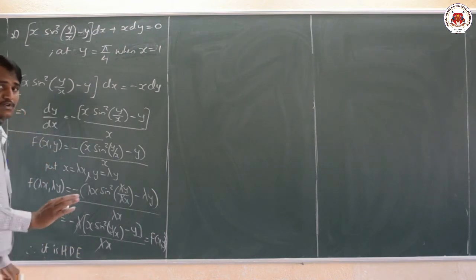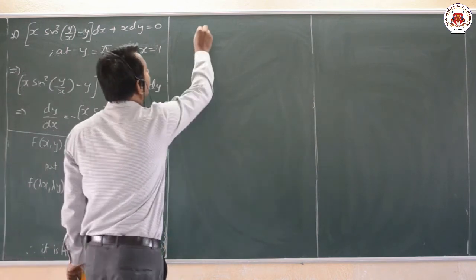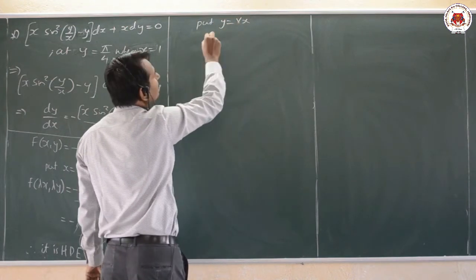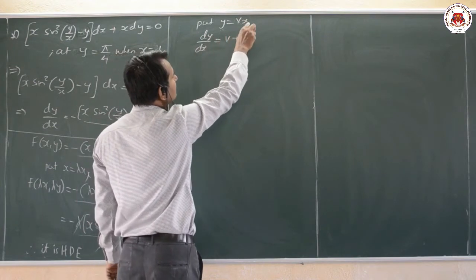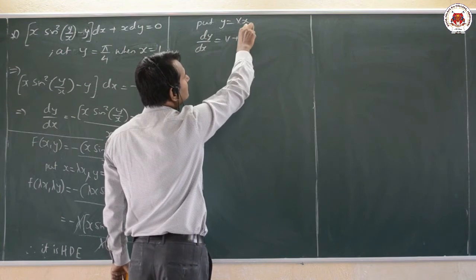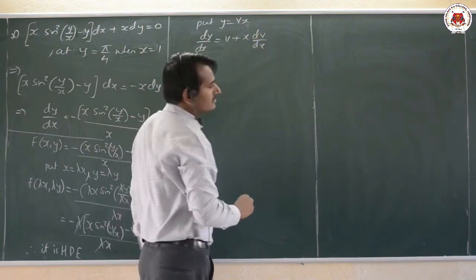Now we require to solve it. How to solve that problem? By putting y is equal to vx and differentiating both sides, dy by dx equal to v as it is plus x, the differentiation of x is 1, that is nothing but v plus x as it is, and the differentiation of v will be dv by dx.